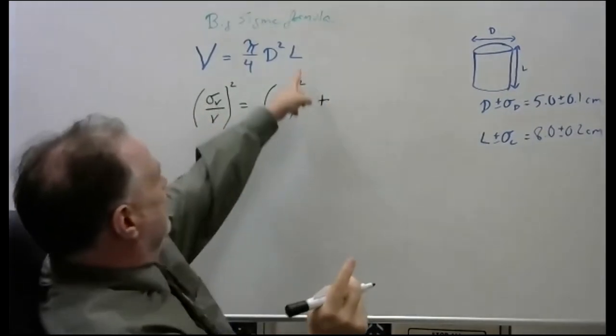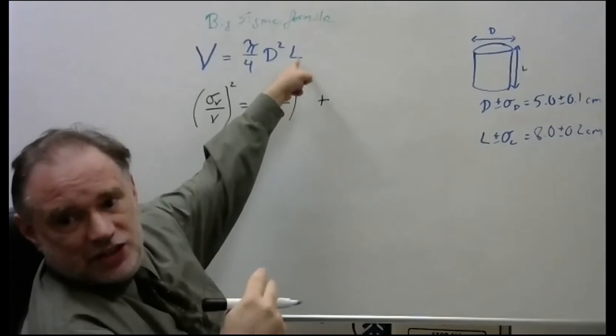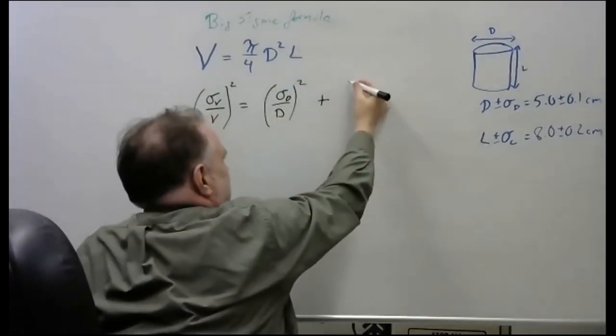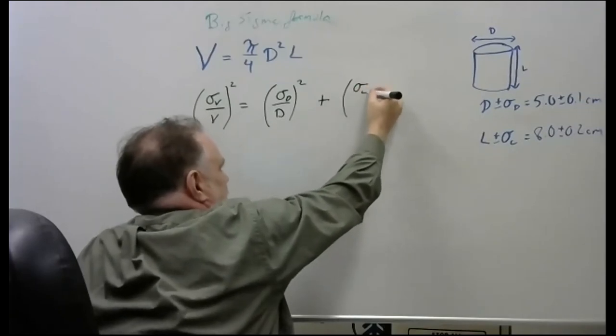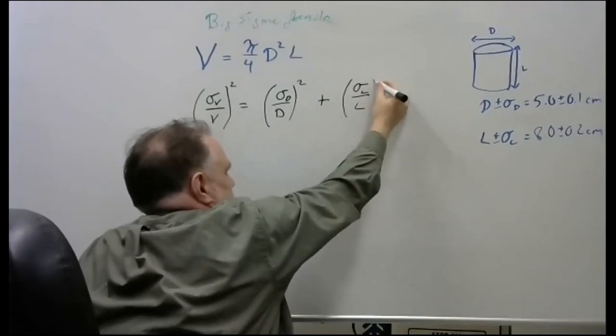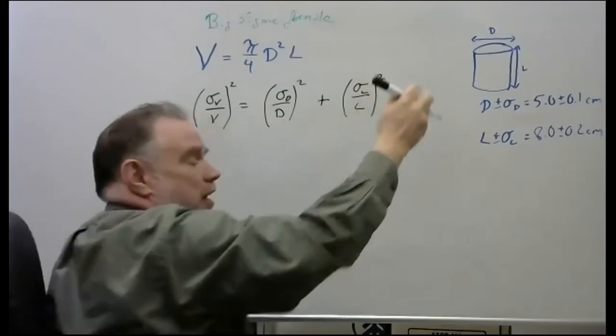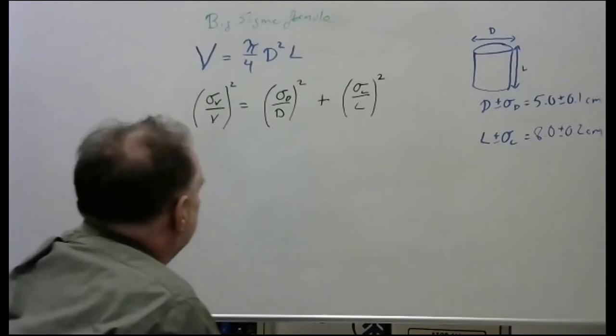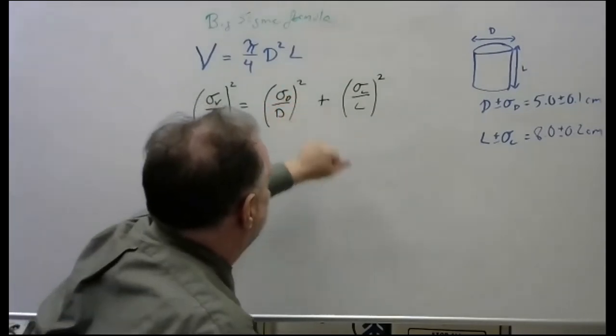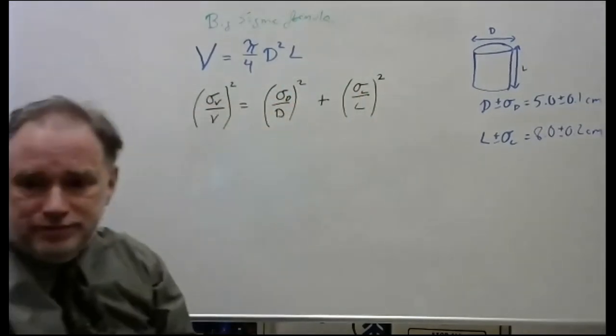I have another variable here, L. So I need to do that too. So what do I write down? Sigma L over L, squared. Okay, there's our product rule. That's what you do for the product rule. For each variable, you write down ratio squared, and then ratio squared.